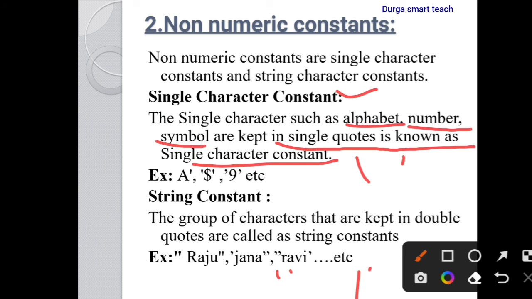So that is the difference between characters and strings. A single character constant represents only a single character, not a group of characters. When it represents a group of characters, it is known as a string constant. A group of characters kept in double quotations is called a string constant. A single character is enclosed in single quotations, and string constants are enclosed between double quotations.